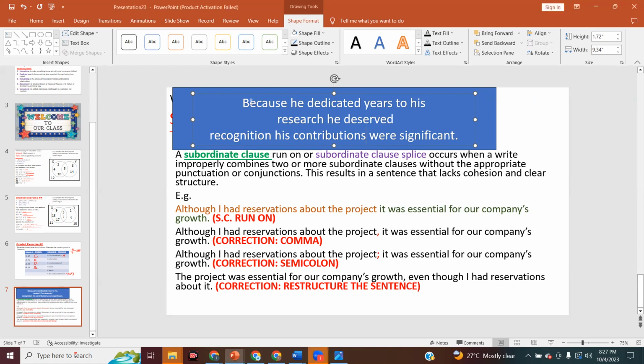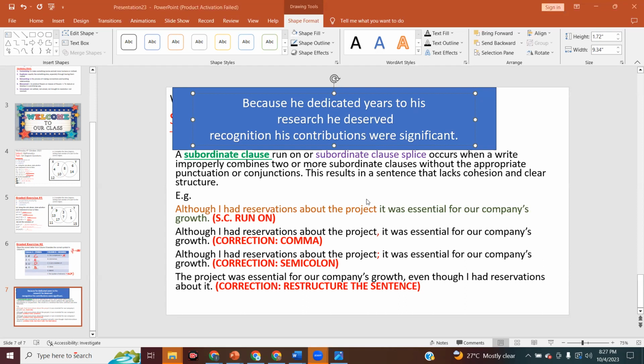Is this a run-on sentence, Sam? It says, because he dedicated years to research, he deserved recognition. His contributions were significant. Where's the comma? Do we see any commas, colons, nothing? Unfinished now. Oh, okay, yes, sir. Yeah, you see it, right?